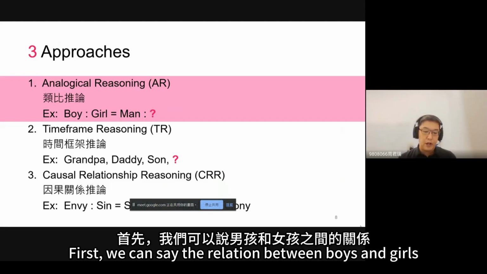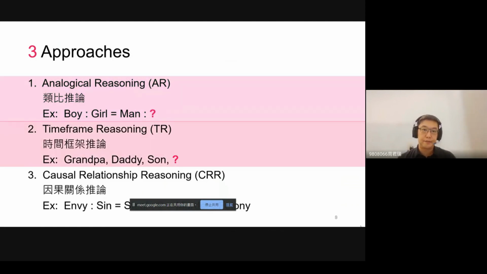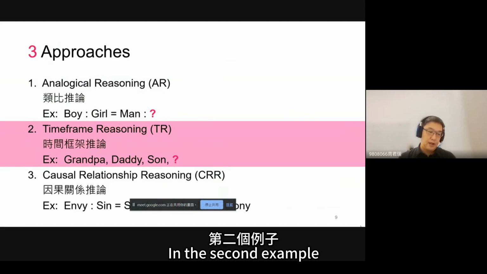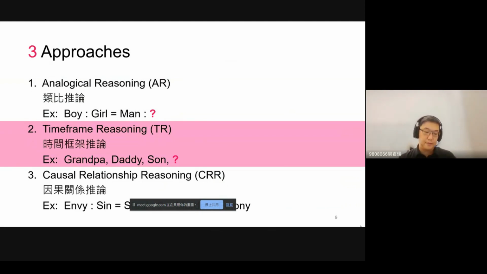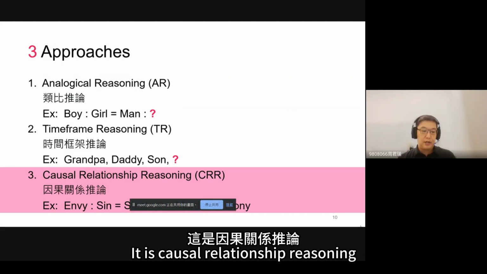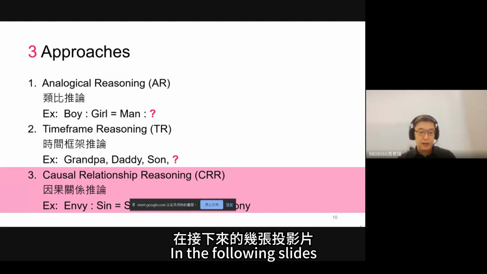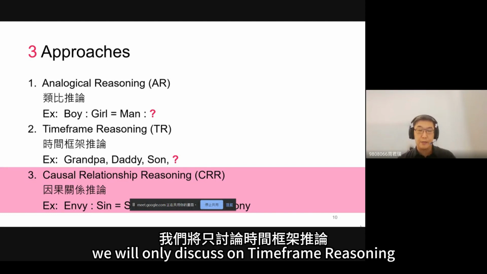First, we can say the relation between boy and girl equals to man and woman. It is analogical reasoning. In the second example, when I say grandpa, daddy, son, and grandson, it is time frame reasoning. The third example is that the relation between envy and sin equals to steal and crime. It is causal relationship reasoning. Specific kind of reasoning you can apply when you think about future design. In the following slides, we will only discuss on time frame reasoning.